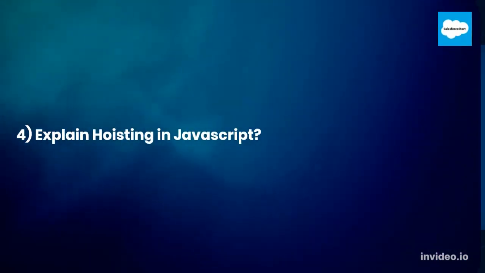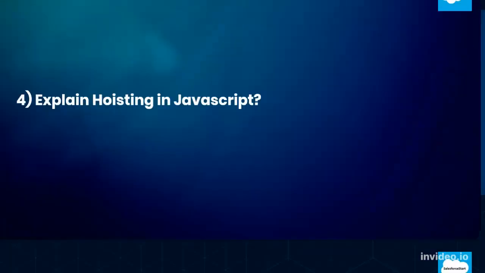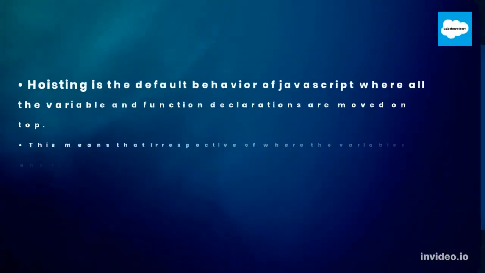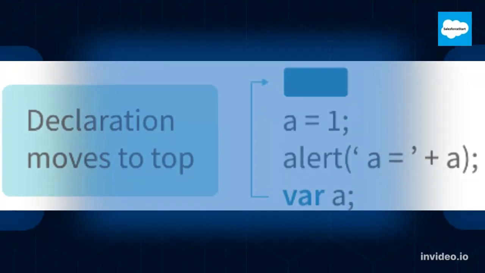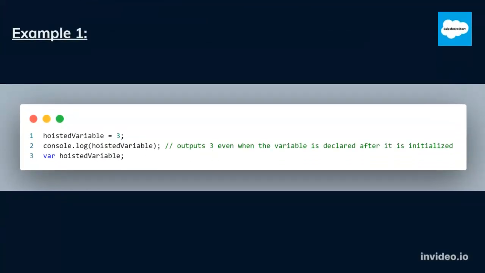Question number 4. Explain hoisting in JavaScript. Hoisting is the default behavior of JavaScript where all the variable and function declarations are moved on top. This means that irrespective of where the variables and functions are declared, they are moved on top of the scope. The scope can be both local and global. Look at this diagram. The variable declaration will be considered on top. For this code, the output is 3 even when the variable is declared after it is initialized.